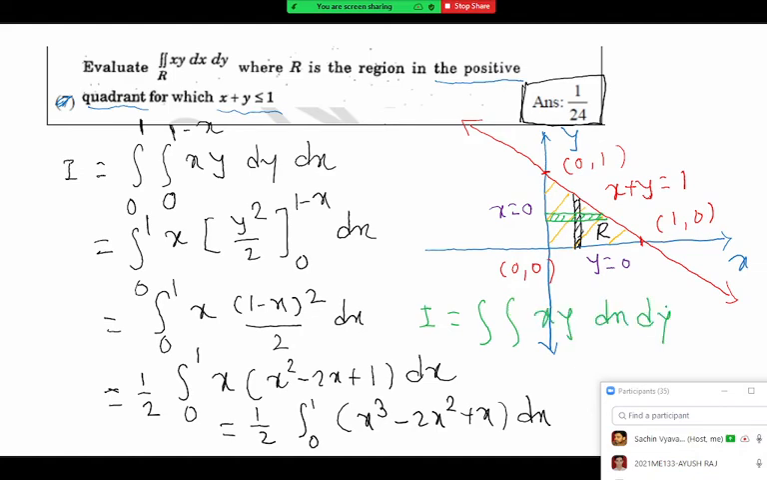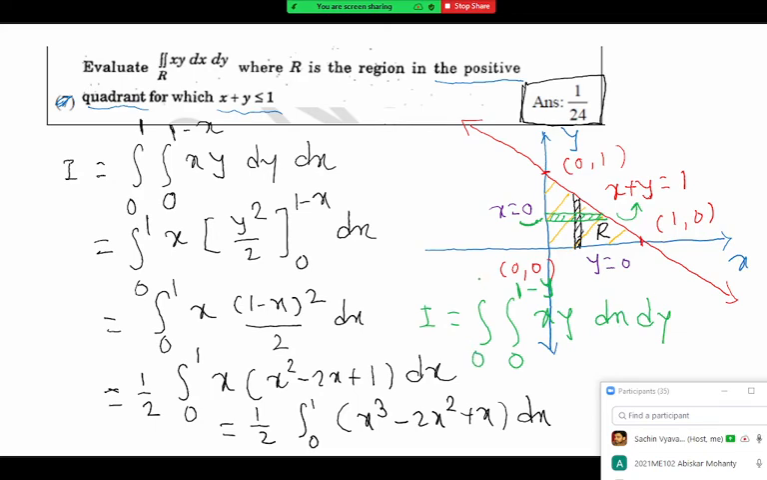Now you should tell me the limits for x. What will be the limit of x? 0 to 1 minus y. You observe the left hand end touching x equal to 0 and the right hand end touching x equal to 1 minus y. So that gives the limits for x. And what about the outer limits for y? 0 to 1.